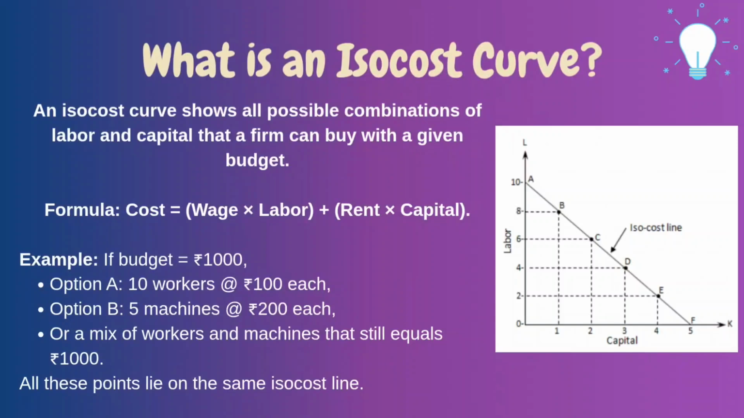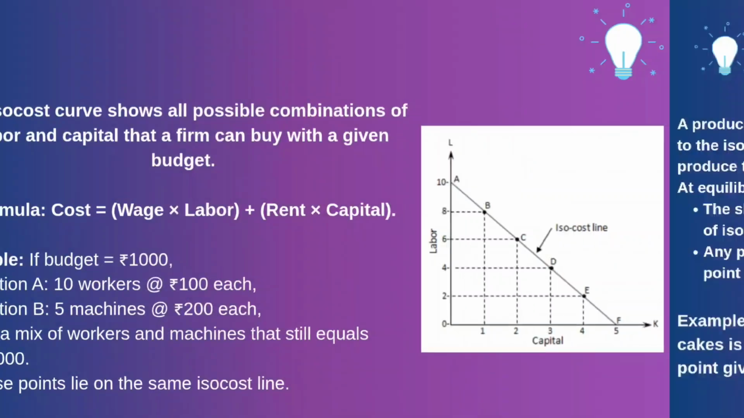For example, suppose a firm has a budget of 1000. It can spend it like this. Option A, 10 workers at 100 each, or option B, 5 machines at 200 each, or a mix of workers and machines that still equals 1000. All these points lie on the same isocost curve.